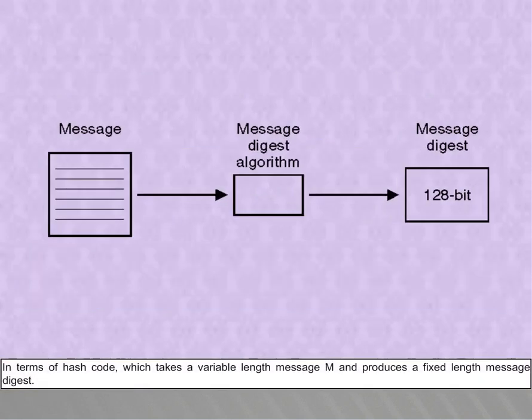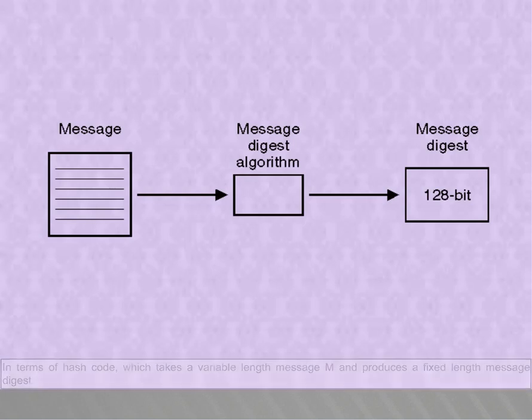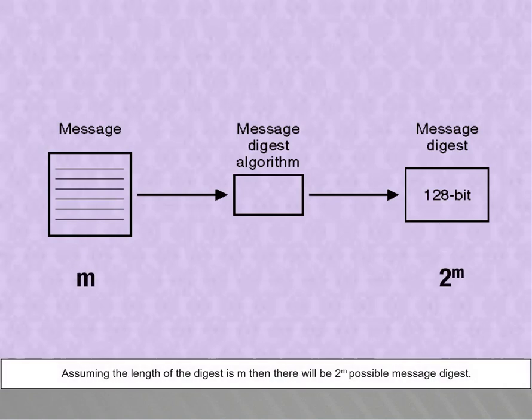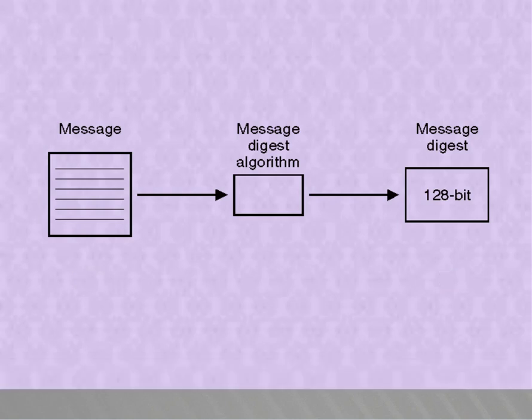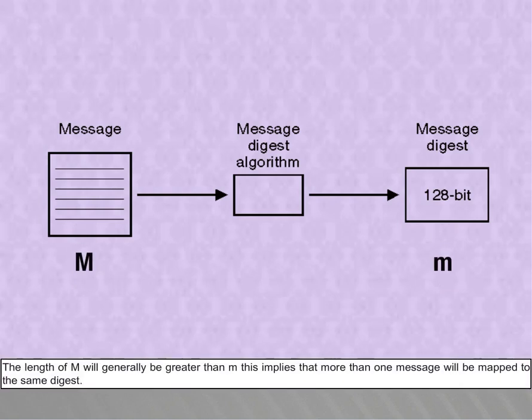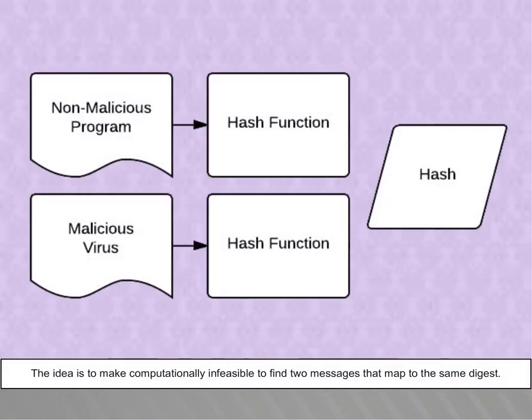In terms of hash code, which takes a variable length message M and produces a fixed length message digest, assuming the length of the digest is m, then there will be 2^m possible message digests. The length of M will generally be greater than m. This implies that more than one message can be mapped to the same digest. The idea is to make it computationally infeasible to find two messages that map to the same digest.